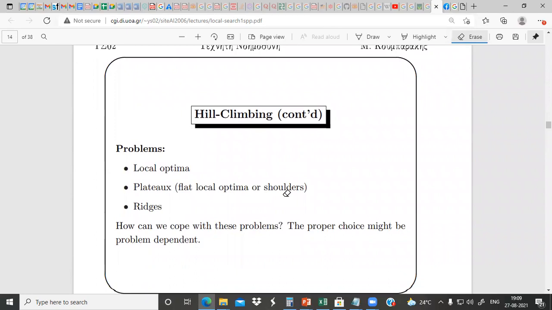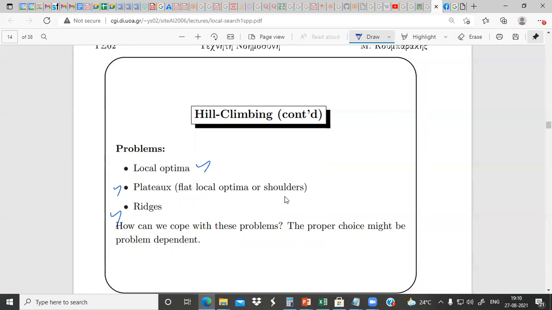But there are some disadvantages, or shortcomings, with the basic version of the hill climbing algorithm. What are those shortcomings? We'll be discussing them now. These are the primary shortcomings. The basic version of the hill climbing algorithm may get stuck because of this reason. It may get stuck due to a local optima, or it may get stuck due to a plateau. Okay. So what is a plateau? We will discuss. Or it may get stuck due to ridges.